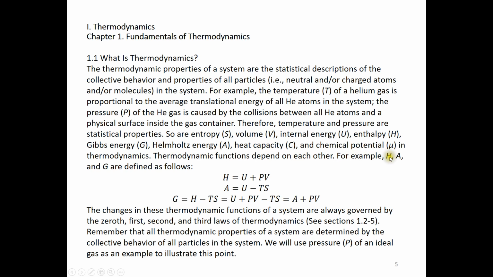For example, enthalpy H is defined to be U plus PV. Helmholtz free energy, or simply Helmholtz energy, is defined to be U minus TS. Gibbs energy is defined to be enthalpy minus TS, temperature times entropy. Again, this is just the definition of the Gibbs energy or Gibbs free energy. And we know H is U plus PV, and A is U minus TS, so we can have some other equations.